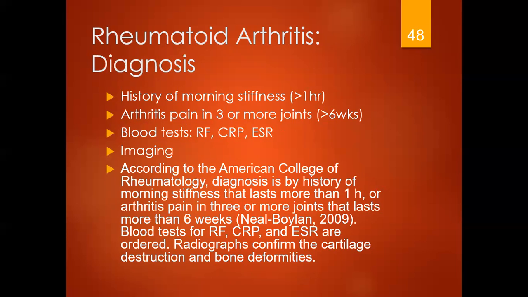Let's talk about diagnosis. So we're going to do those blood tests: the C-reactive protein, erythrocyte sedimentation rate, and rheumatoid factor testing. They have arthritic pain in 3 or more joints for greater than 6 weeks, and they have morning stiffness that lasts more than an hour. Imaging will also show that we've got that cartilage destruction and bone deformities.